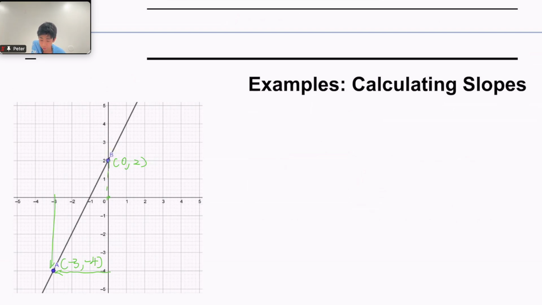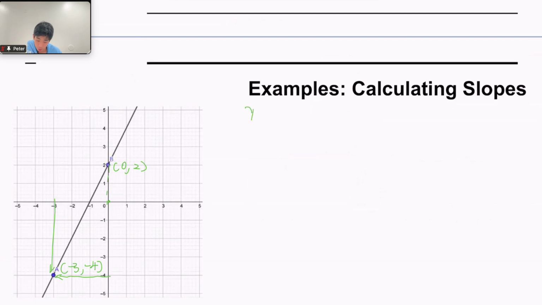Now we're going to plug in the formula, which, as a reminder, is y2 minus y1 over x2 minus x1. In this case, 0, 2 will be x2, y2, and -3, -4 will be x1, y1. We know this is x2, y2 because this is the taller one. I usually see it as the taller one, or the one above, is the second point. All right, so plug in the formula.